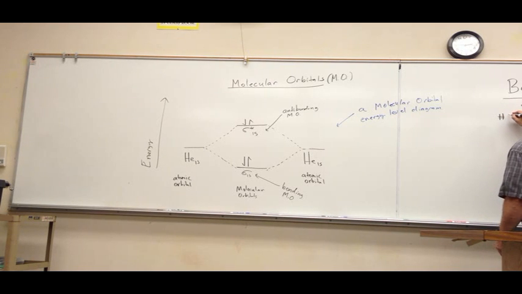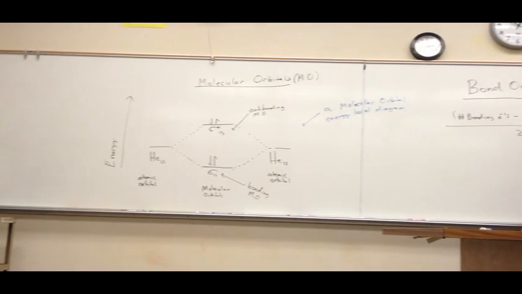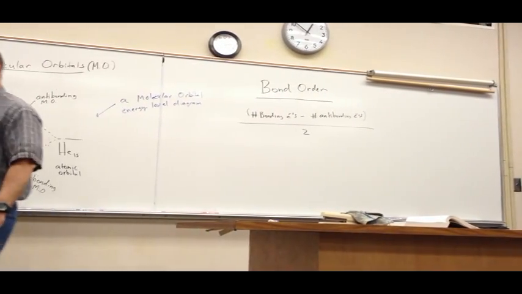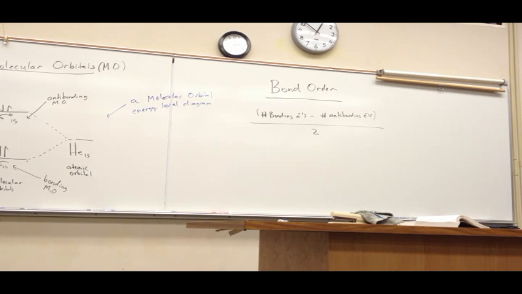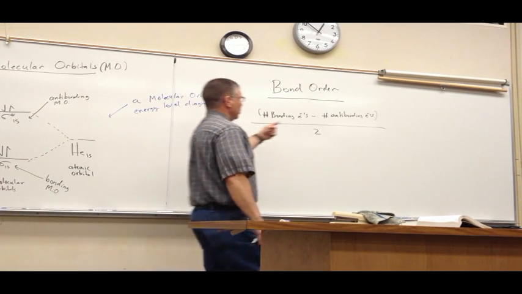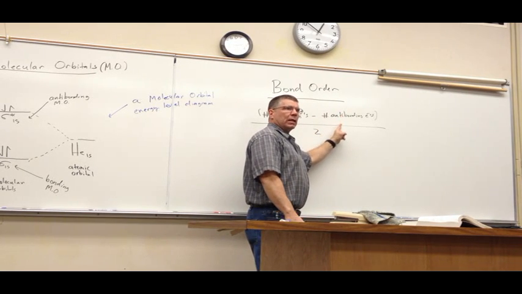The calculation is simple. What you do is you look at the molecular orbital energy level diagram, count up all the electrons that are in bonding molecular orbitals, and then all the electrons that are in anti-bonding molecular orbitals, subtract the two and divide by 2.